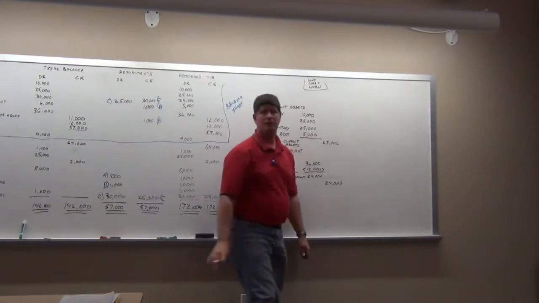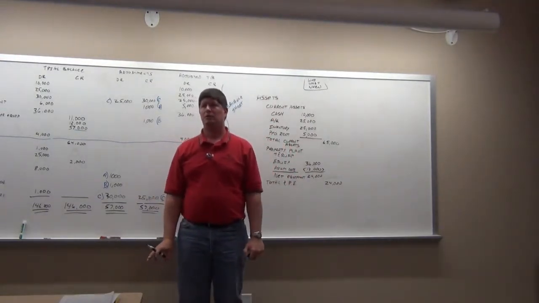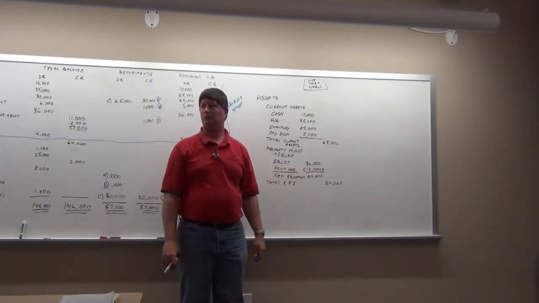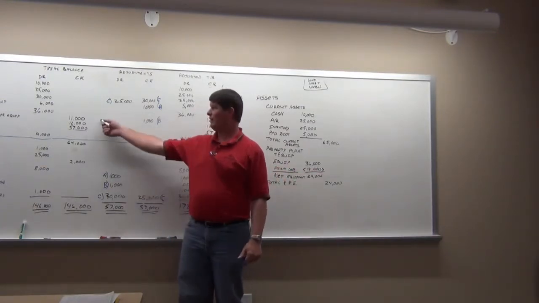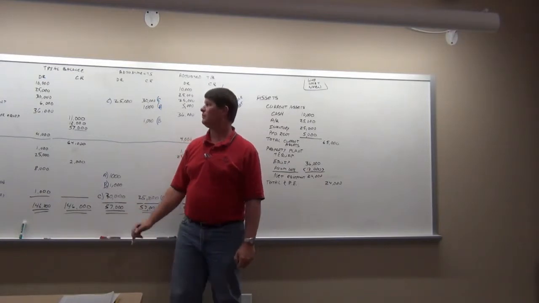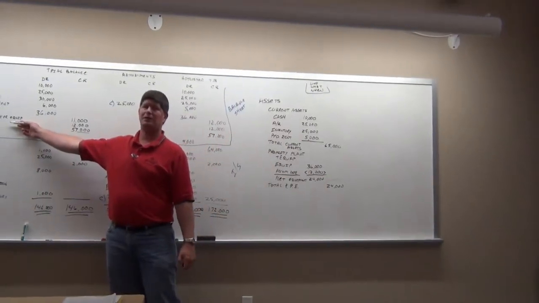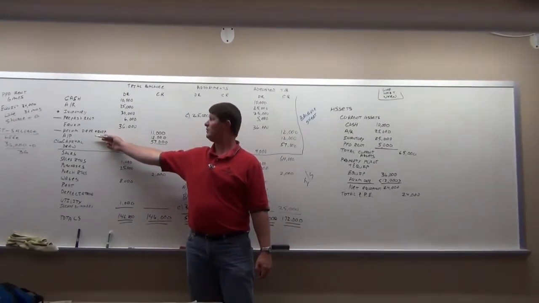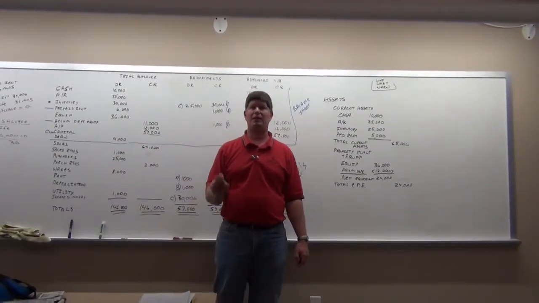Everybody with me? Questions? Show the asset, less accumulated depreciation, show the total. Okay? Do I have any other assets? Any non-current assets? What's the next thing on my trial balance? It's accounts payable, so it would be a liability.